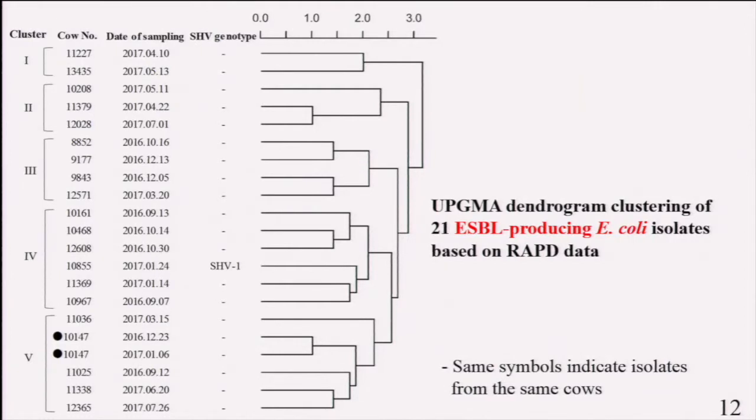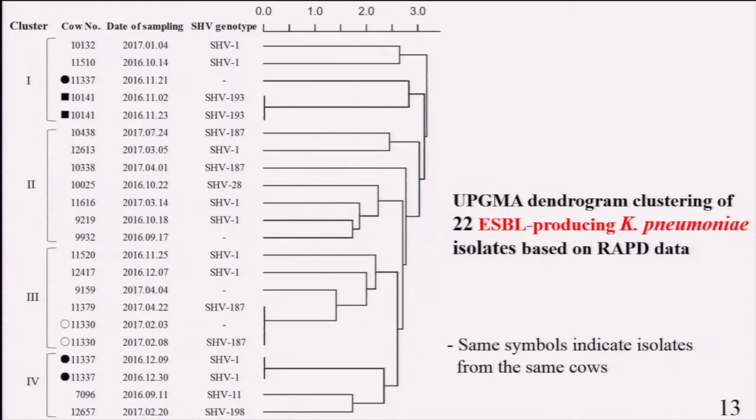And this slide shows the UPGMA dendrogram clustering the 21 ESBL producing E. coli in this study. The RAPD pattern shows that there is no predominant strain in this study, even though from the cow number 10147 has been isolated the E. coli, but they have a slightly different RAPD pattern.